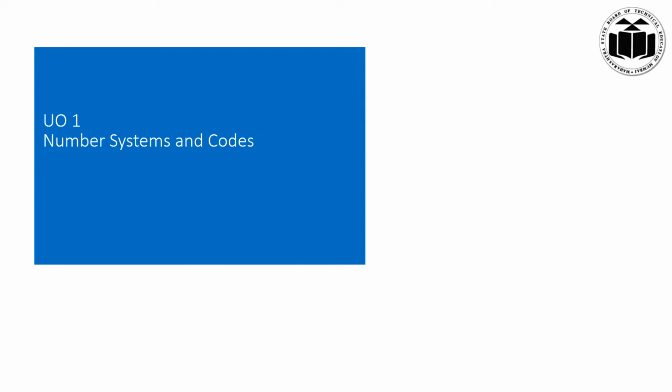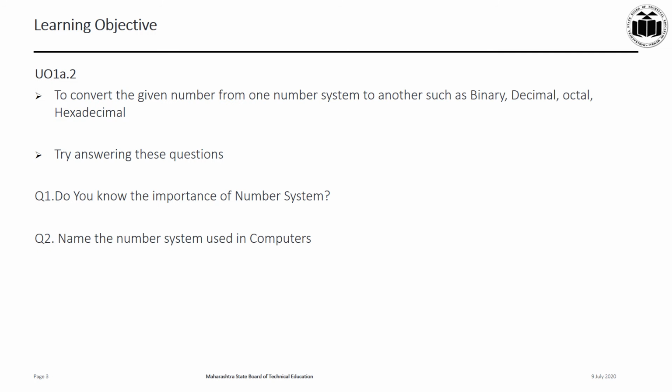We continue with the first unit, Number Systems and Codes. In this presentation, we shall be talking about the different number systems. At the end of this presentation, the students will be able to convert the given number from one number system to another. The number systems are binary, decimal, octal and hexadecimal.